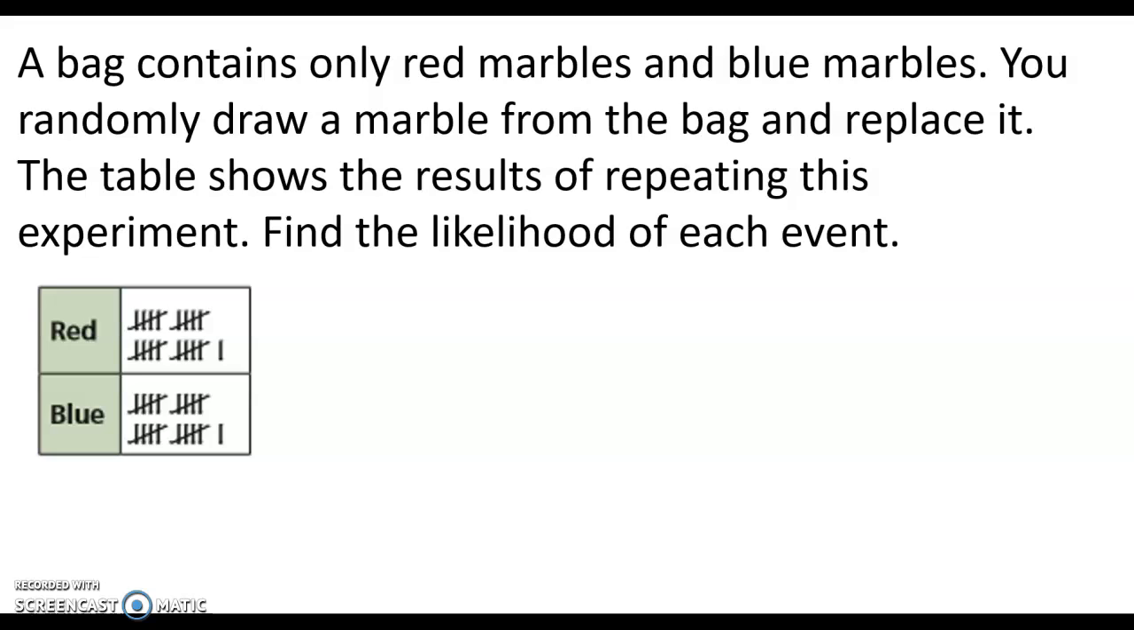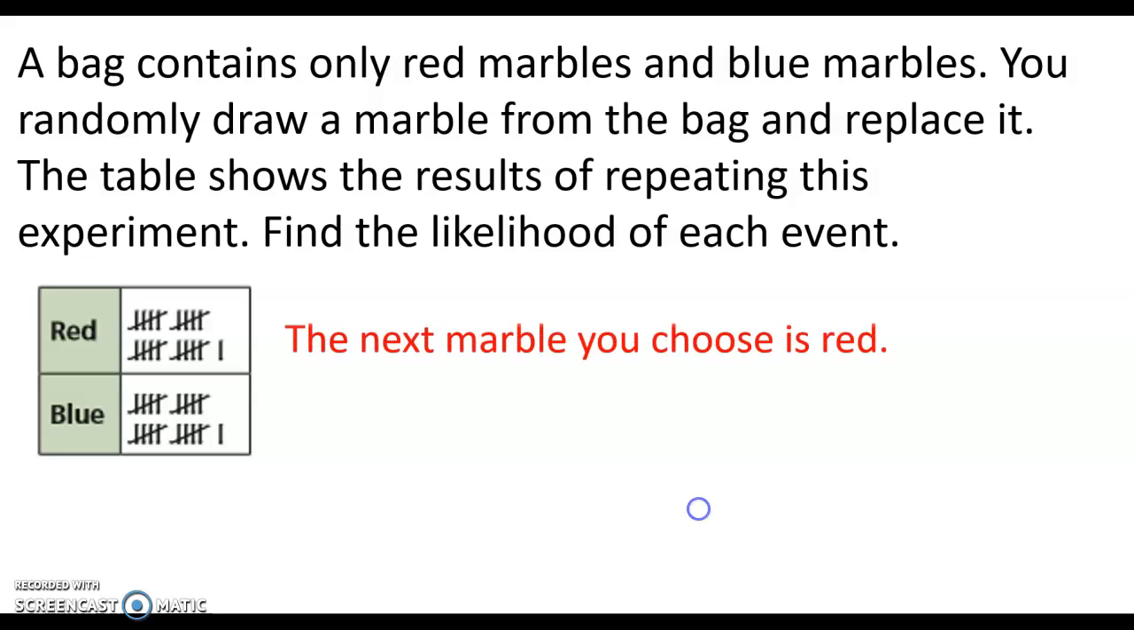If we turn our page, it says a bag contains only red marbles and blue marbles. You randomly draw a marble from the bag and replace it. The table shows results of repeating this experiment. Find the likelihood of each event. What is the chance that the next one we choose is red? Red, there's 5, 10, 15, 20, 21. And blue, there's 21. So it's 21 out of 42, which is 1 out of 2, which is 50%. So that one would be equally.